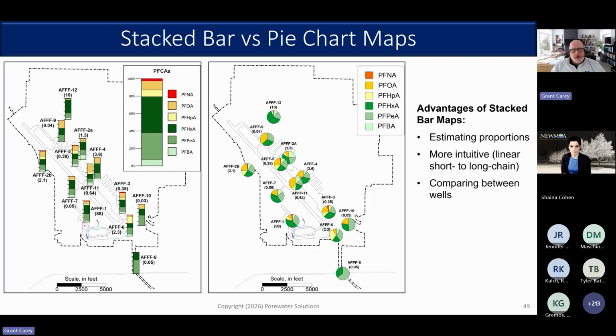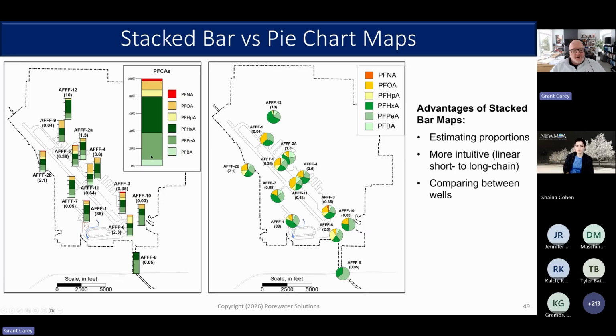So the stack bars show proportion, and I add the numbers in brackets next to each stack bar to get an indication of magnitude. If it's a really low magnitude, like AFFF 7, where 0.05 is the total, I'm not really going to put a lot of weight on that fingerprint. But something like AFFF 1, obviously a higher concentration, that's when the fingerprint has more meaning. So that's why I like to put the magnitudes on for these proportional type visualization approaches.